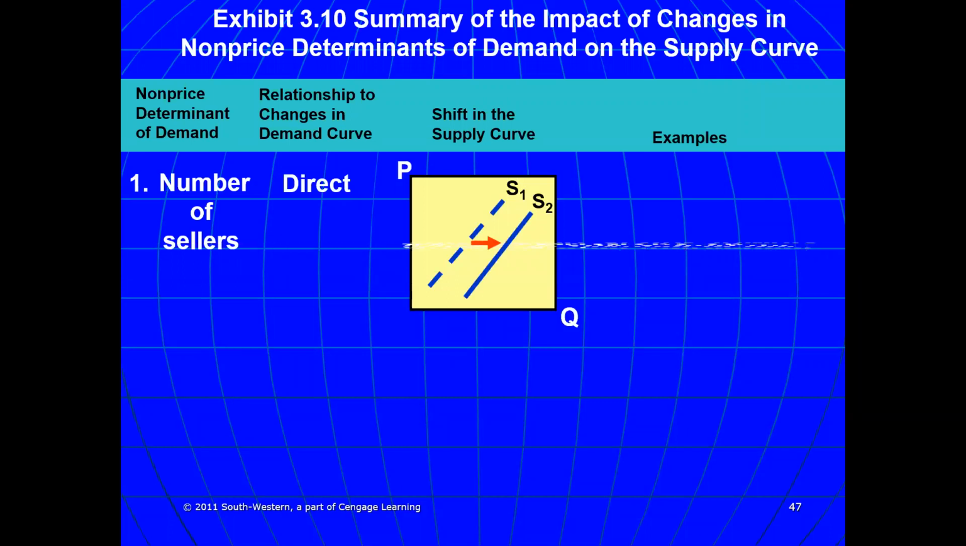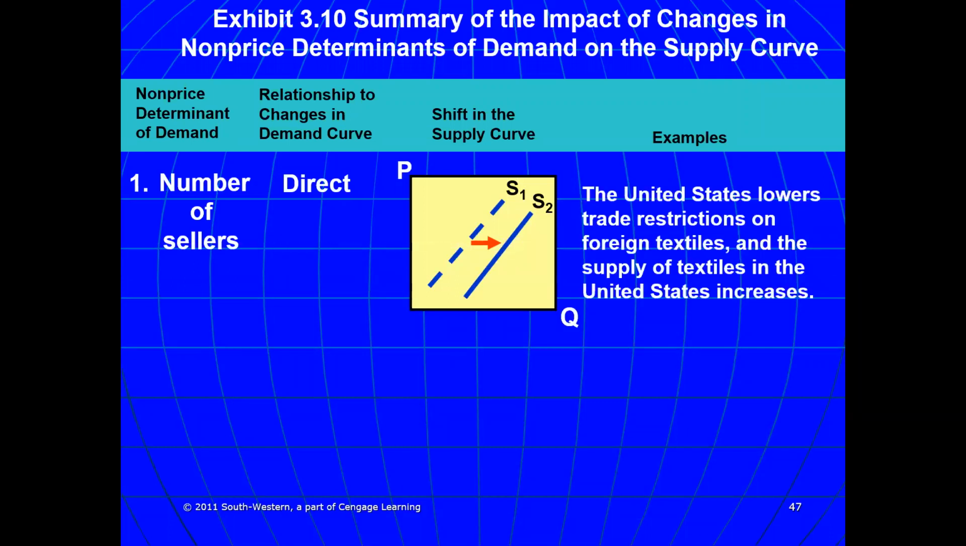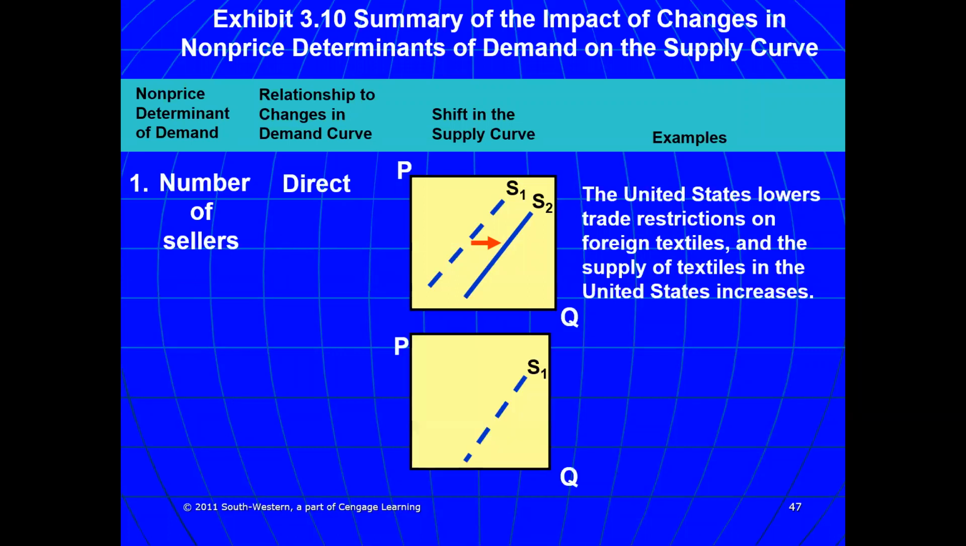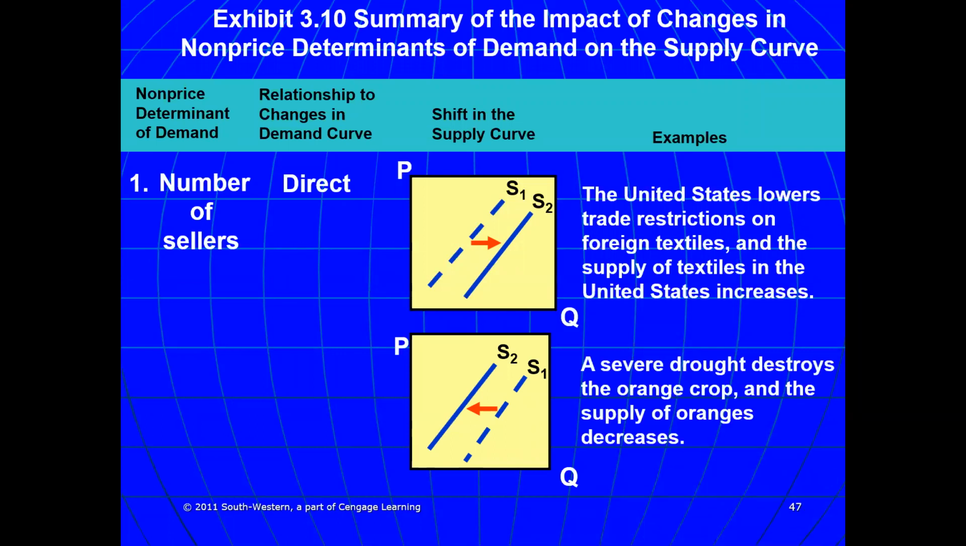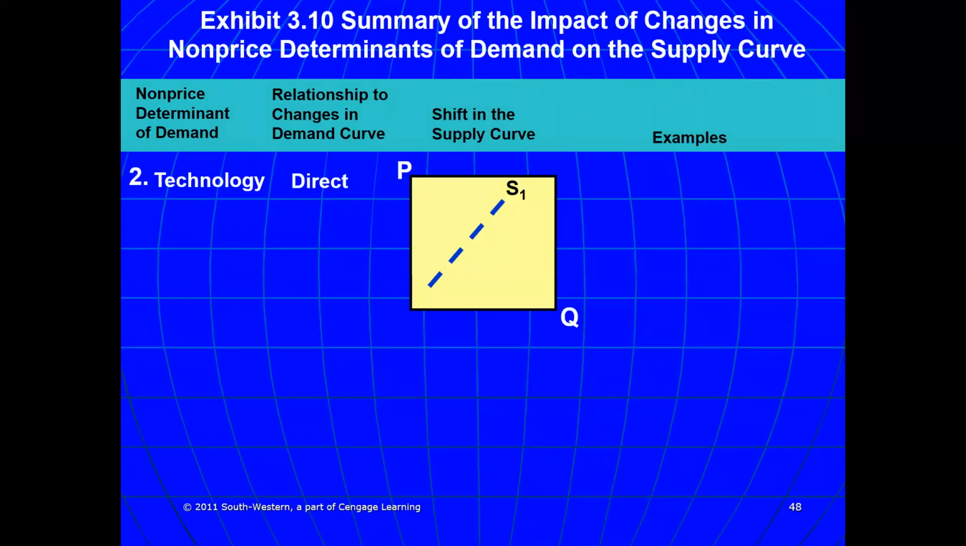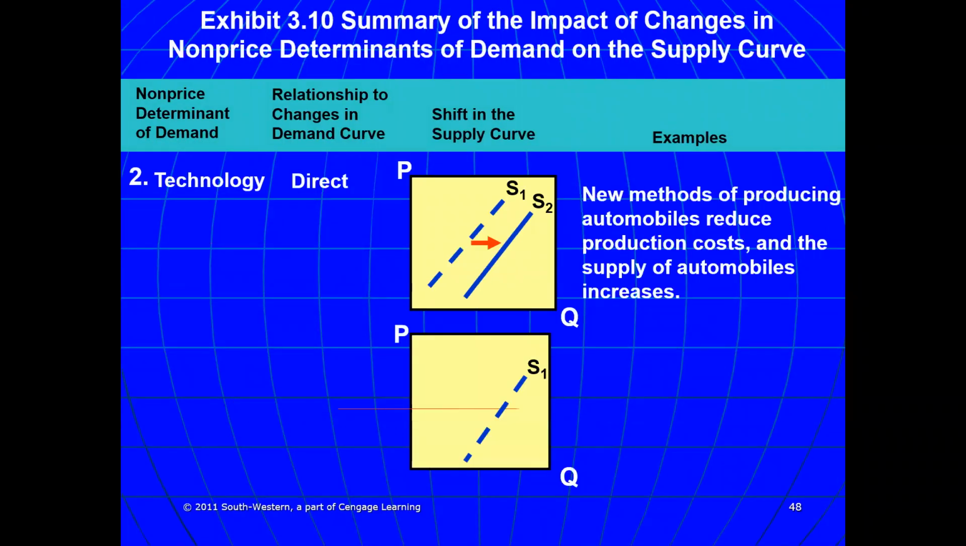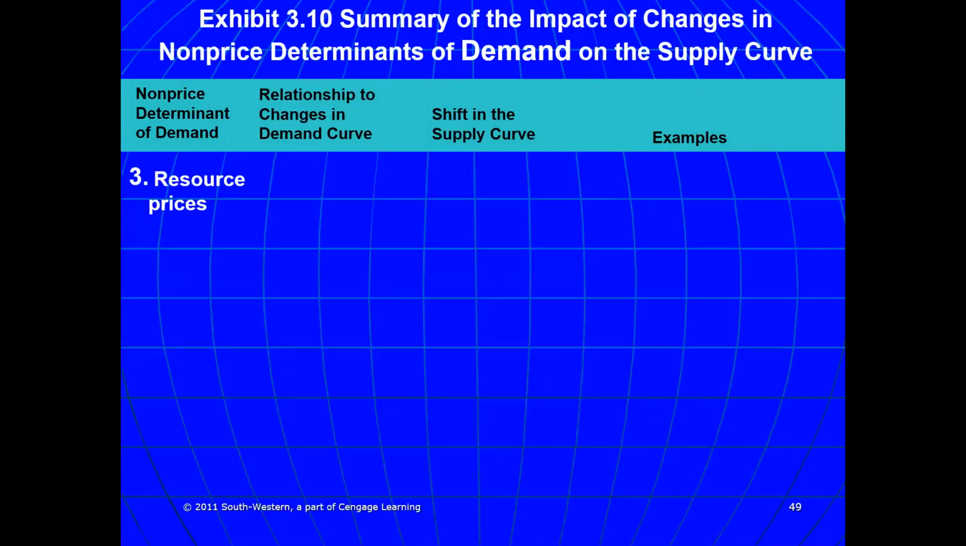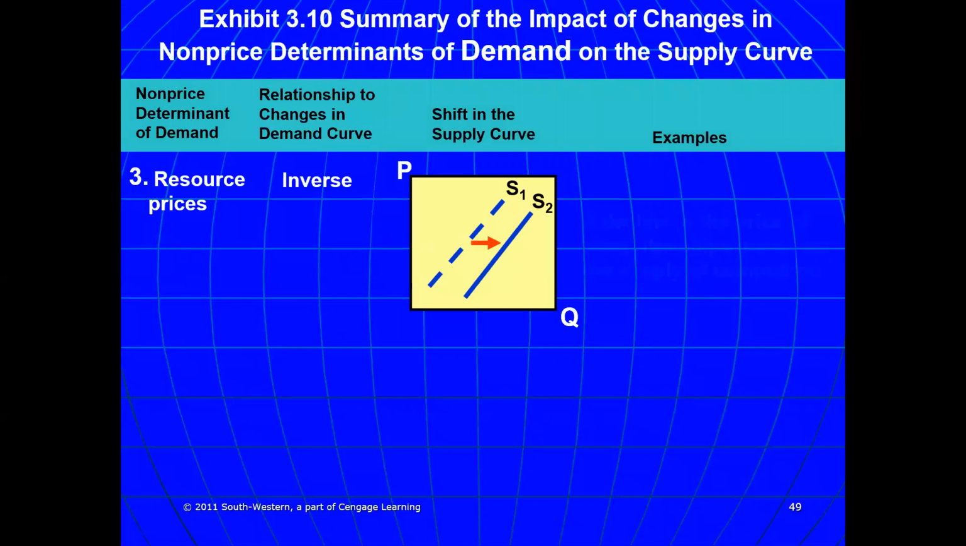All right. These are other examples I've just gone through and talked about. Number of sellers can shift supply either to the right or to the left. Technology can shift supply to the right or to the left. Resource prices.